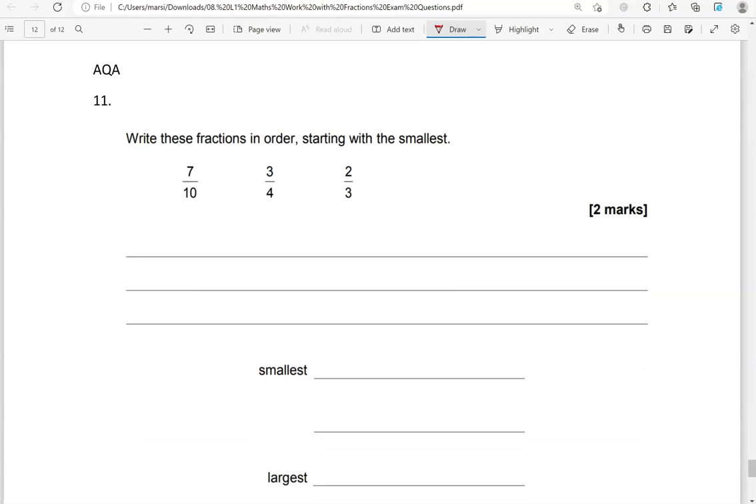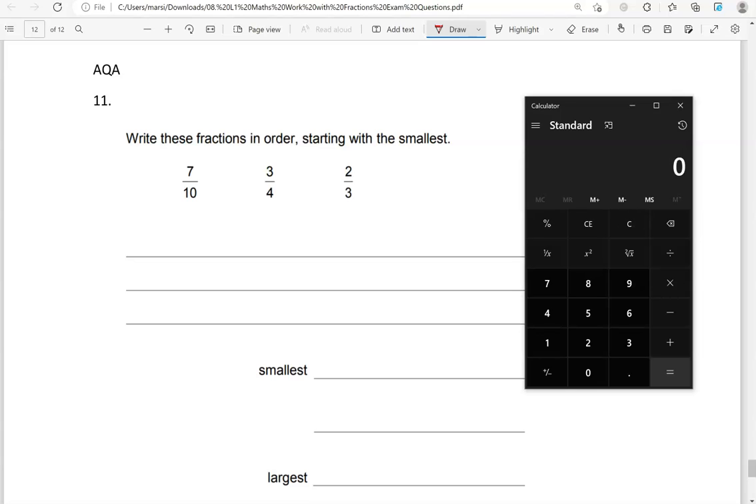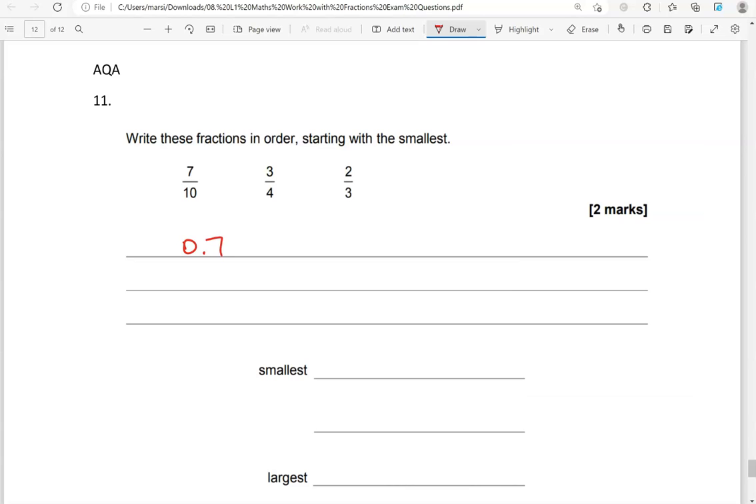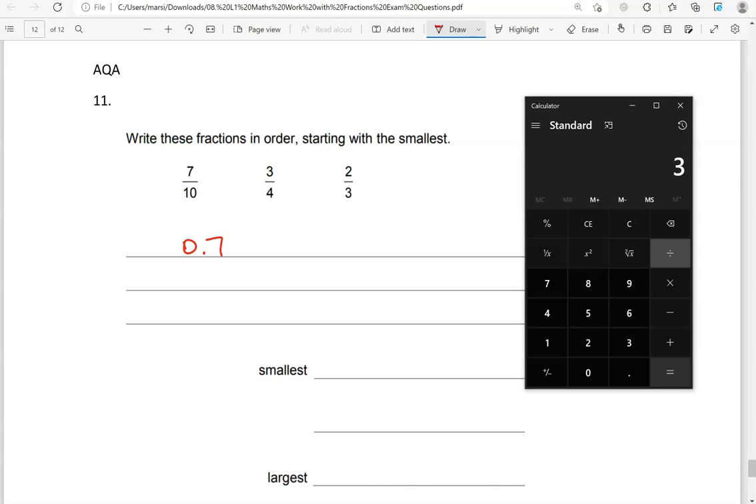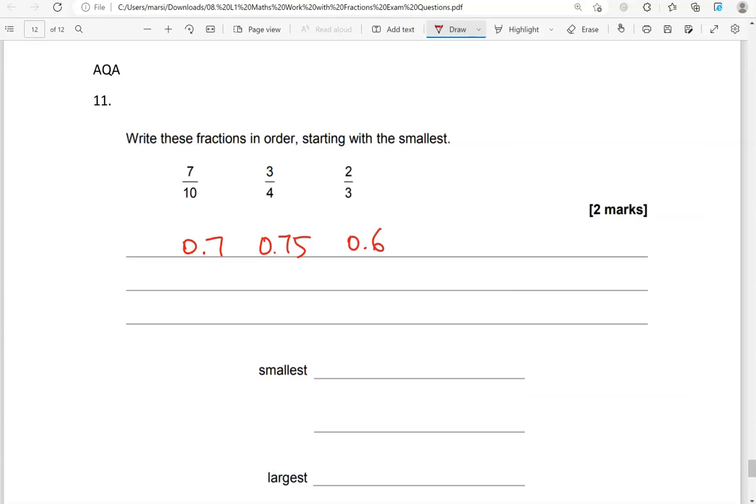Write these fractions in order, starting with the smallest. 7/10, 3/4, and 2/3. We can always find equivalent fractions and compare these, but the easiest thing would be to convert them into decimals, I think, in this case. So 7 divided by 10 gives us 0.7. 3 divided by 4 gives us 0.75, and 2 divided by 3 gives us 0.67, rounded to 2 decimal places.